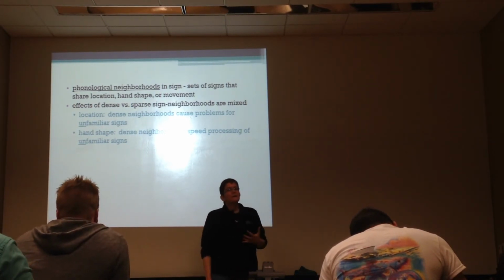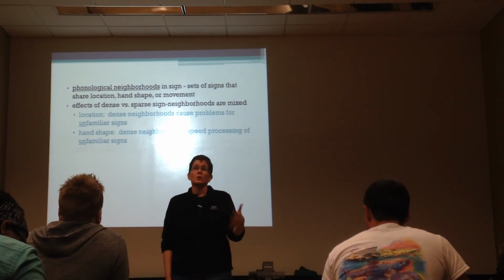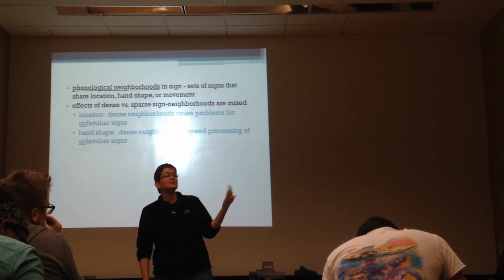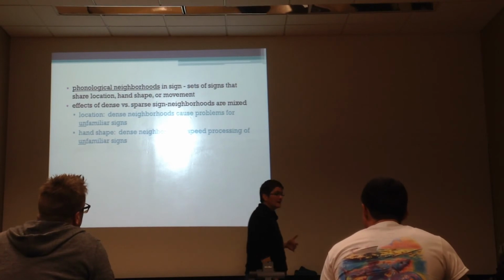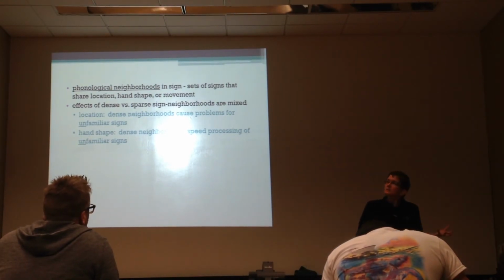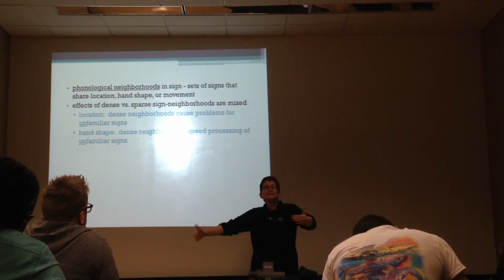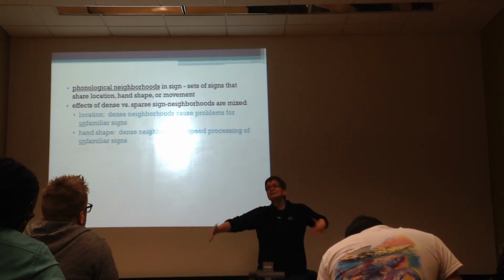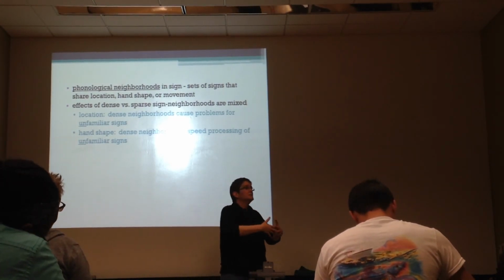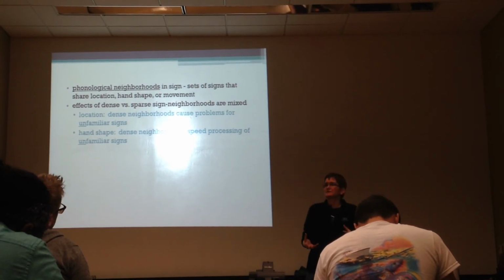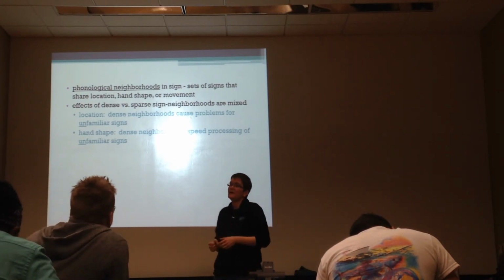Clearly, usually when you have a really dense neighborhood, it makes it harder to recognize words in the neighborhood because you have so many words competing to be recognized based on the information you're receiving. And for some reason, hand shape is an unusual feature in that when there are very dense neighborhoods where lots and lots of signs all share a particular hand shape, it makes it easier for people to process them. They're faster to process words that share a certain hand shape than they are other kinds of features.